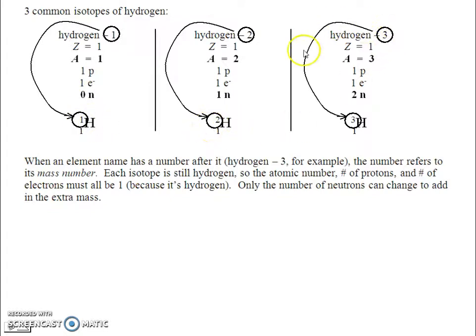So for example, hydrogen 3 has 3 things in the nucleus. One of them must be a proton, leaving 2 for neutrons. Hydrogen 2, since it's hydrogen, must have 1 proton, but there are 2 things in the nucleus, so the other thing must be a neutron. And here hydrogen 1 is just a proton, surrounded by an electron, with no neutrons in the nucleus.